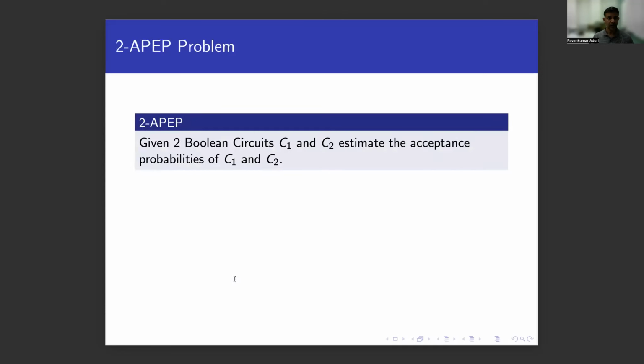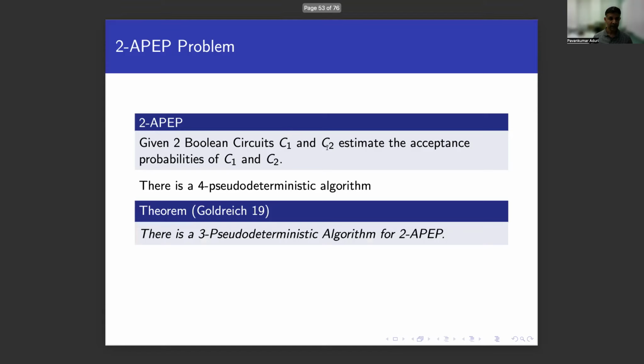Okay, so now we look at this 2-APEP problem, which is: given two Boolean circuits C1 and C2, I want to simultaneously estimate the acceptance probabilities of both C1 and C2. It's easy to design a 4-pseudo-deterministic algorithm for this problem. You run the 2-pseudo-deterministic algorithm for C1 and then run the 2-pseudo-deterministic algorithm for C2, and I get 4 possible outputs. Very interestingly, Goldreich showed that we can reduce the number of possibilities from 4 to 3. That means he showed that there is a 3-pseudo-deterministic algorithm for this 2-APEP problem.